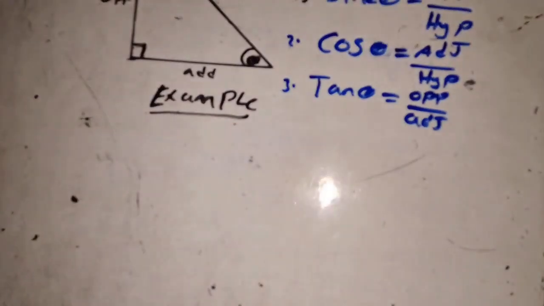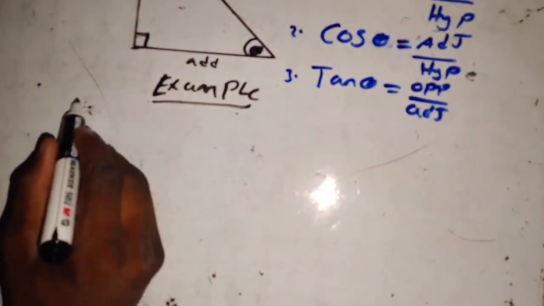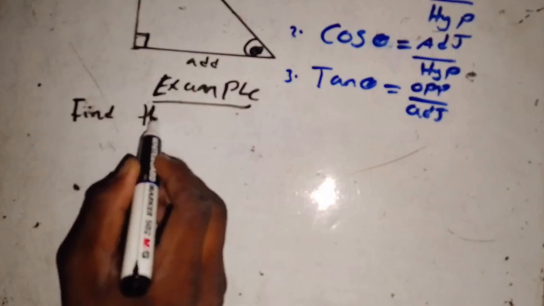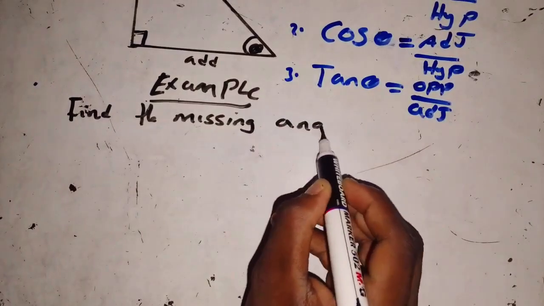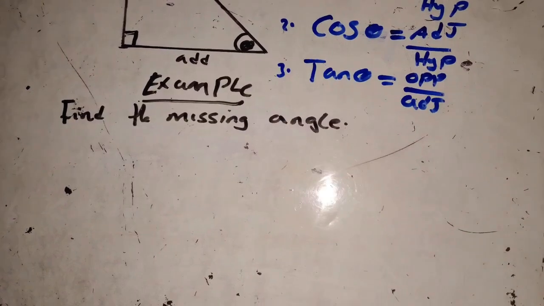Our first example says find the missing angle. So I've been told to find the missing angle. Let's look at the diagram where we need to find the missing angle. So where is that angle? The angle is not unknown, but it's there.